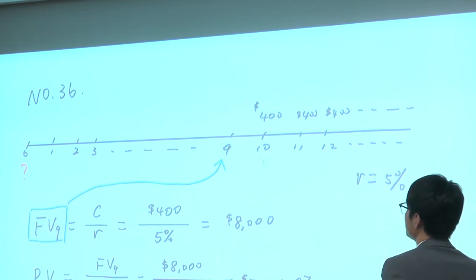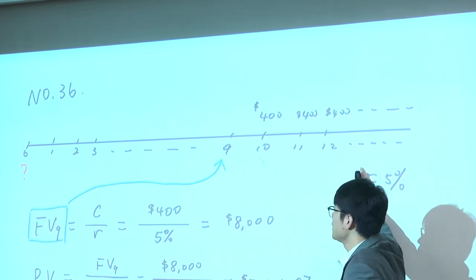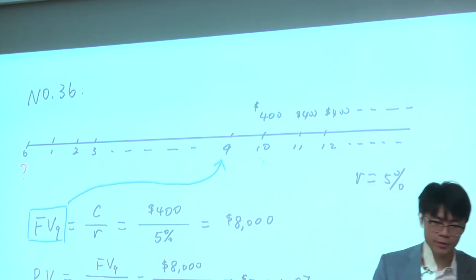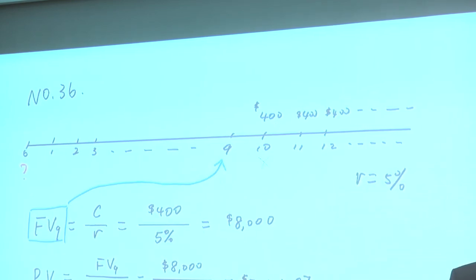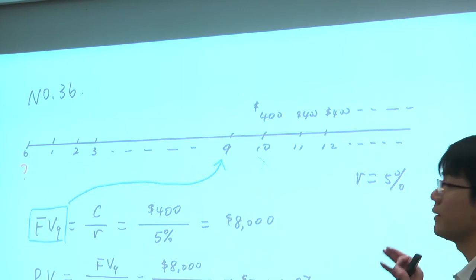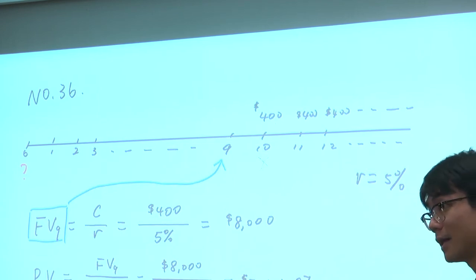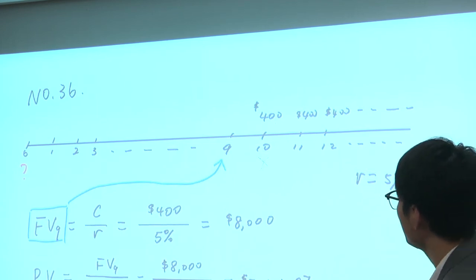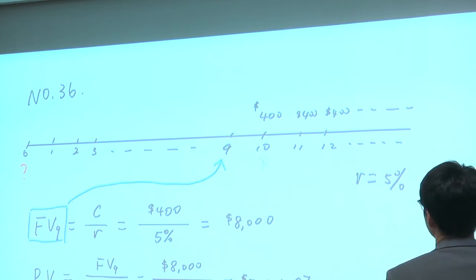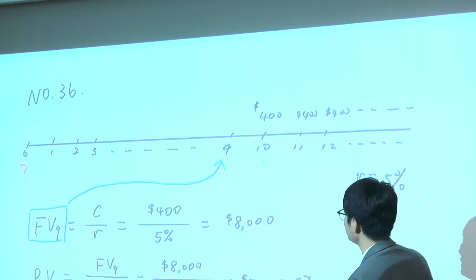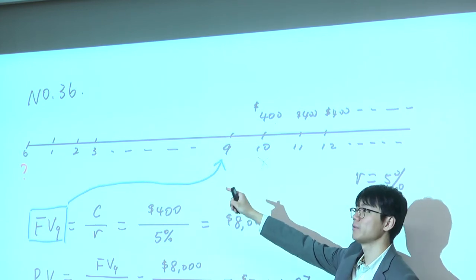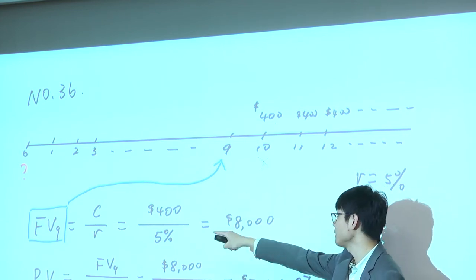The first payment starts in 10th year and on. So if I use this equation for perpetuities, payments divided by interest rate, it does not give you the present value already. It gives you a value that sits 1 year before the first payment. When is the first payment? 10th year. What's 1 year before the first payment? 9th. If you use payment over R, $400 divided by 5%, you got $8,000. But that $8,000 is not at the present value already.